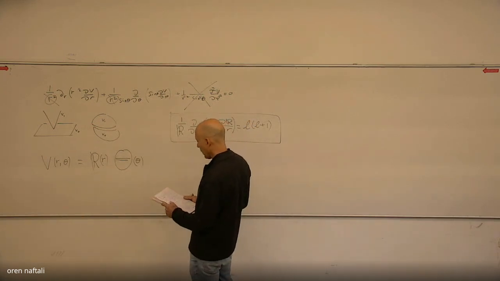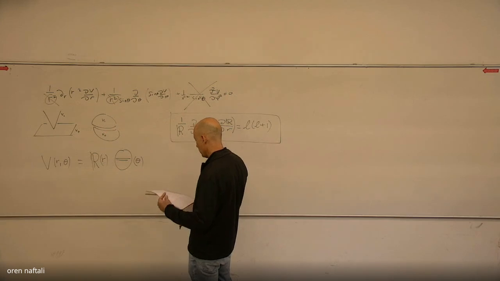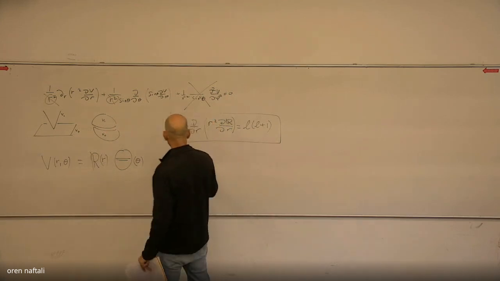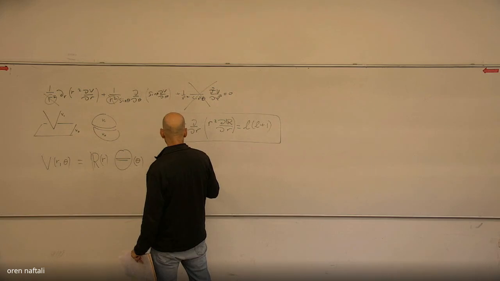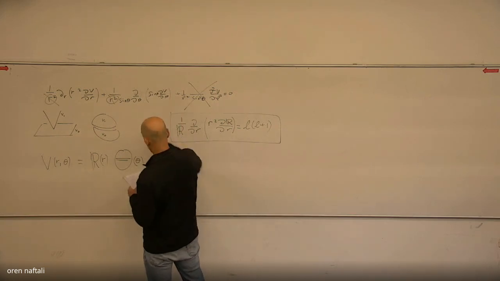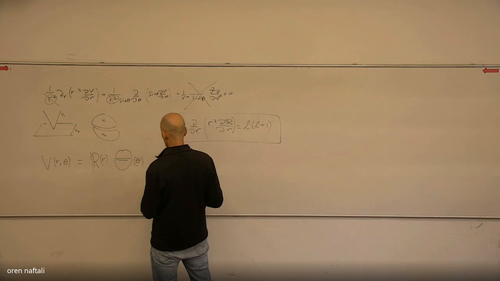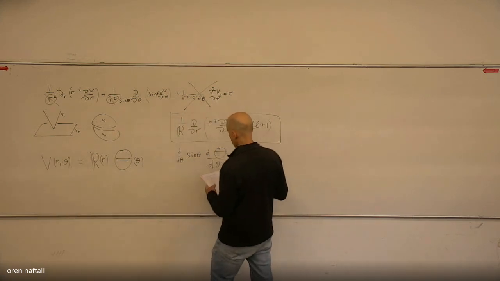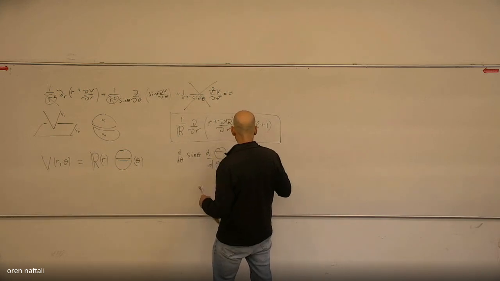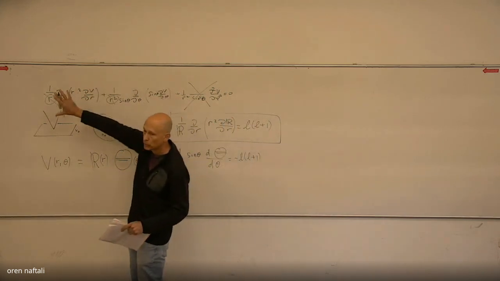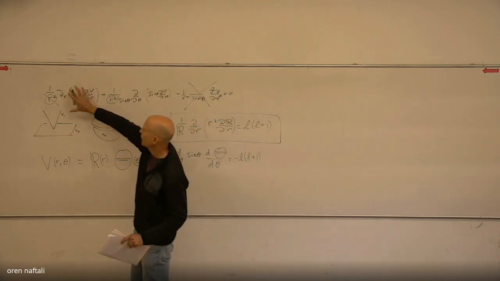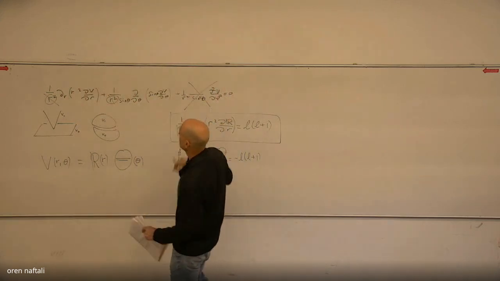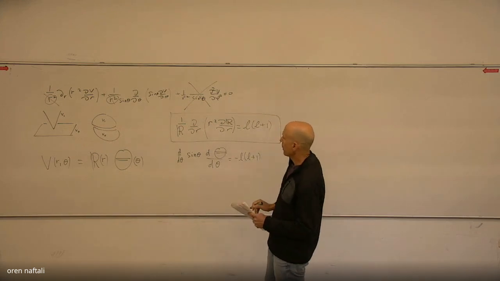And this one will be another d over d theta, which is essentially sine theta d capital theta d theta. Then you need the constant, which here comes with L(L plus 1) with a minus sign, because you remember both of them are on the same side of the equation. Aren't you missing 1 over sine theta?